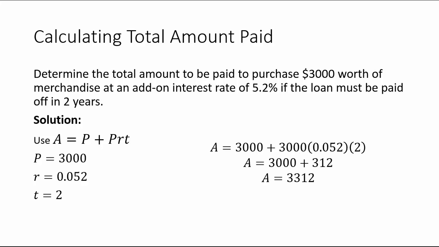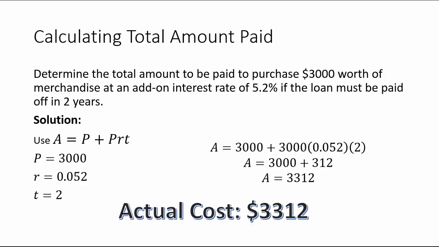Remember, multiplication comes before addition. That product is 312 and add it to 3,000. So the total amount that we'll pay for that $3,000 worth of furniture is $3,312. That's your actual cost.